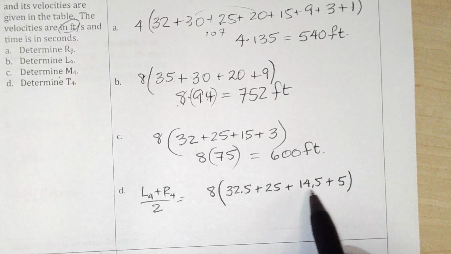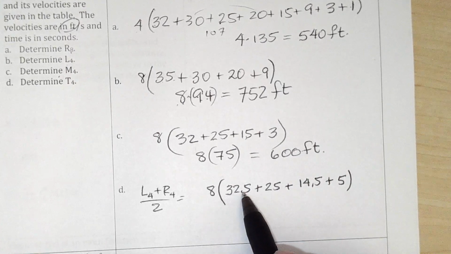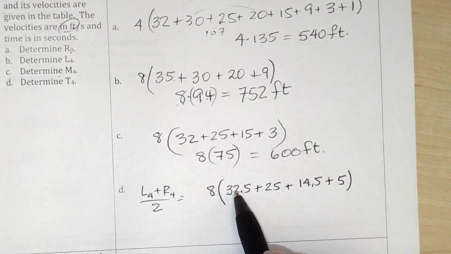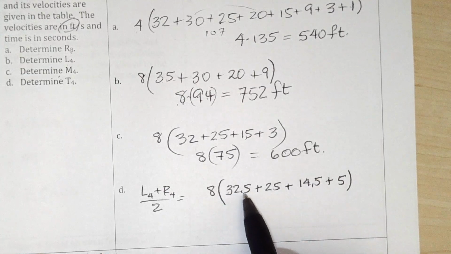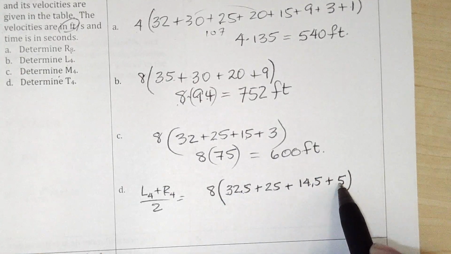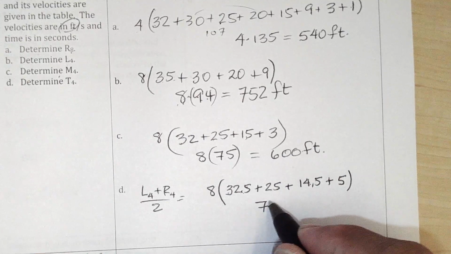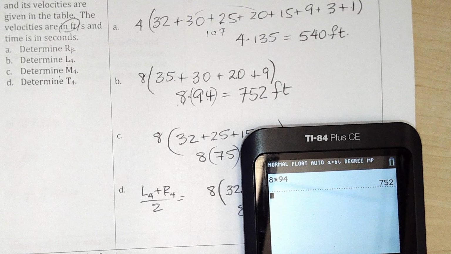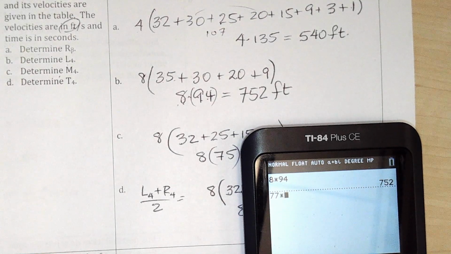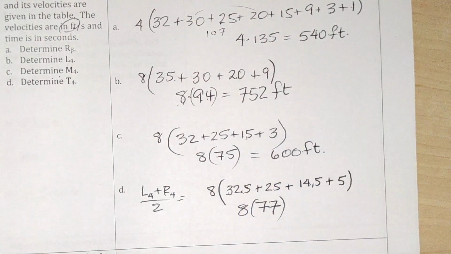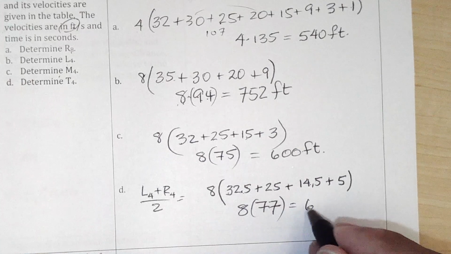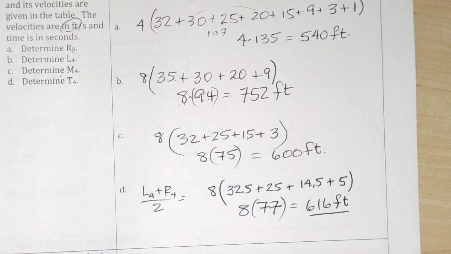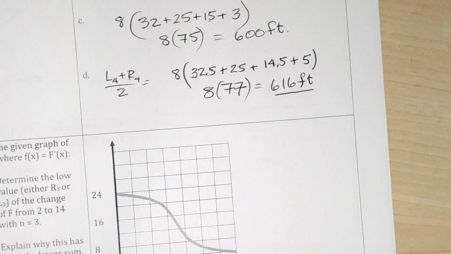And so we get this plus this. See, that's 46 plus another one, 47. And 30 is 77 times 8. 616 feet. Okay, that's number one.